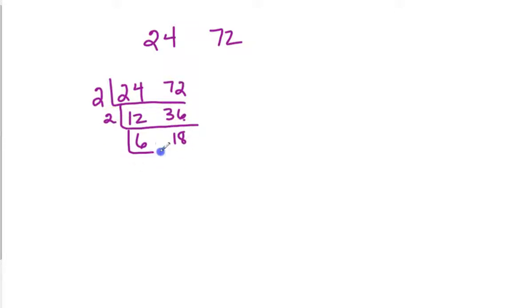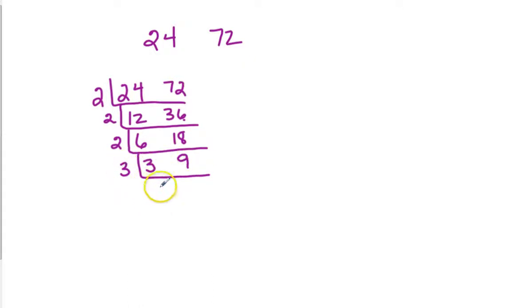Again, I see that 6 and 18 are both even. So I'm going to go ahead and pull out another common factor of 2. 6 divided by 2 is 3. 18 divided by 2 is 9. At this point in time, you should see that there's a common factor of 3, so I'm going to go ahead and pull that to the outside, and I'm going to divide.